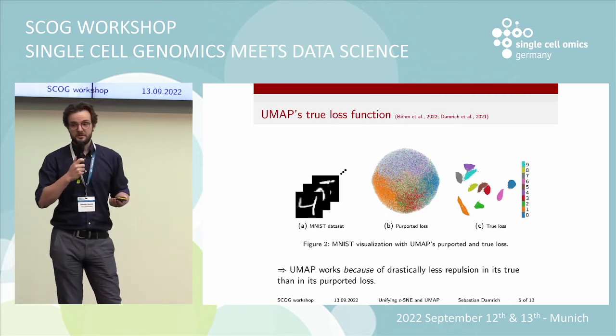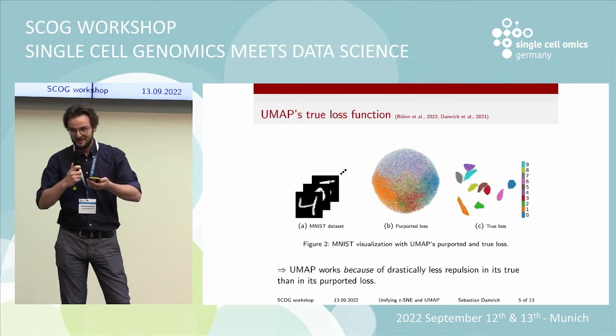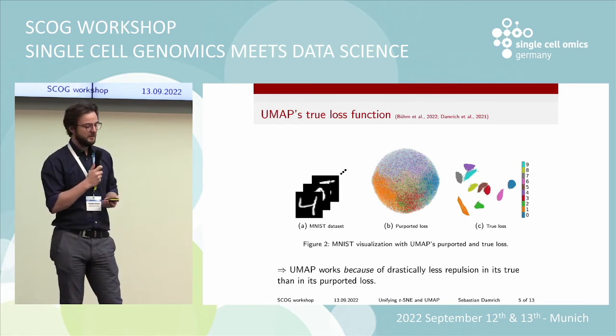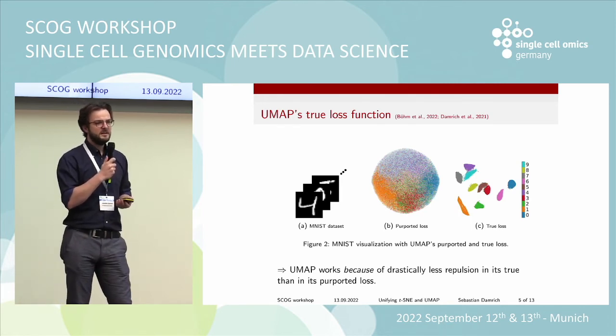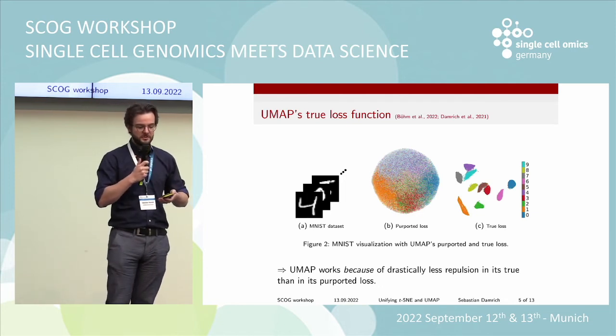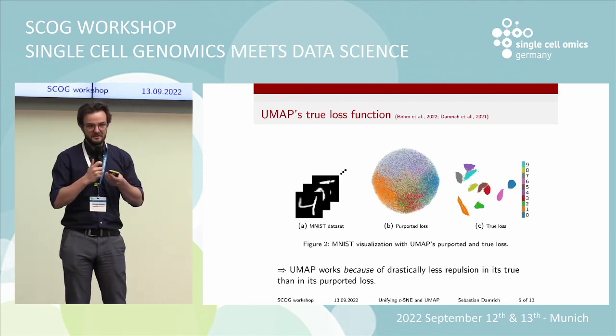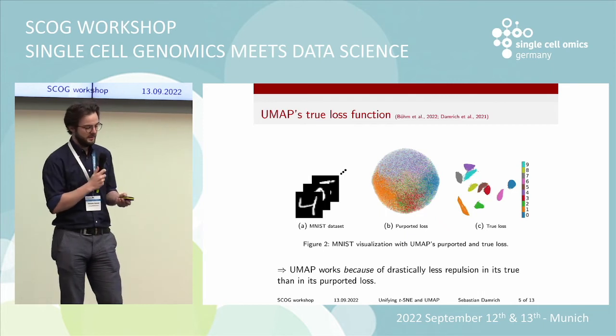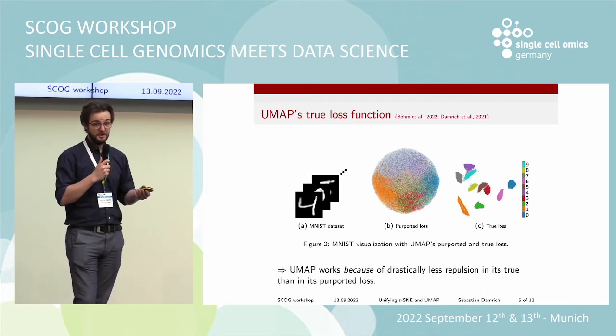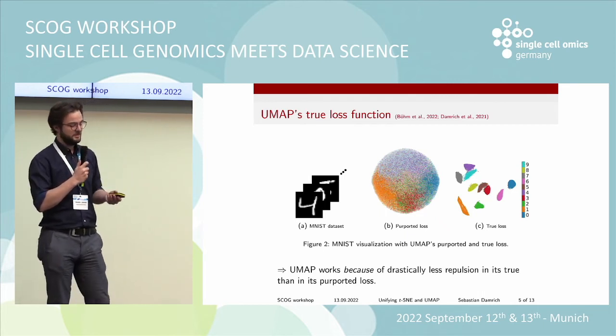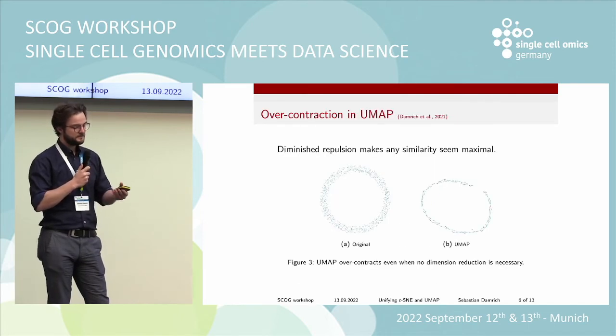And we worked out the true loss function. We went through the implementation and checked what loss they implement. And we find it has drastically less repulsion. This reduced repulsion allows UMAP to actually find these clusters and not just have a diverged embedding like in the middle. So it's good that UMAP has this much reduced repulsion in its implementation.